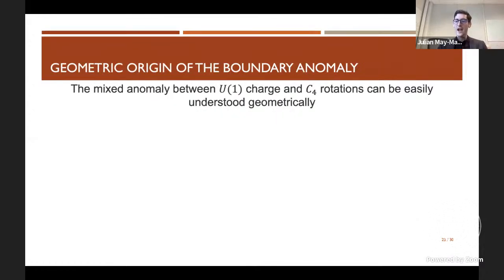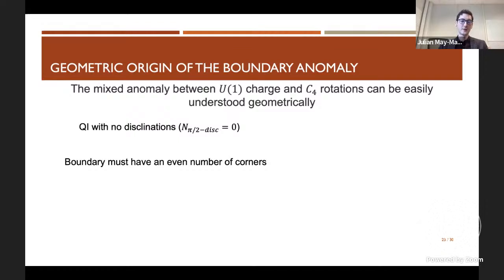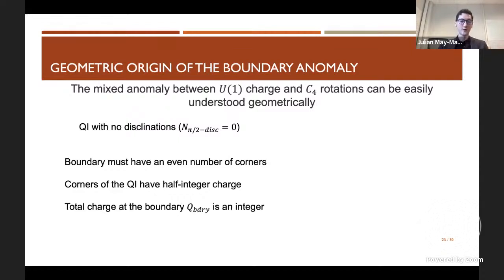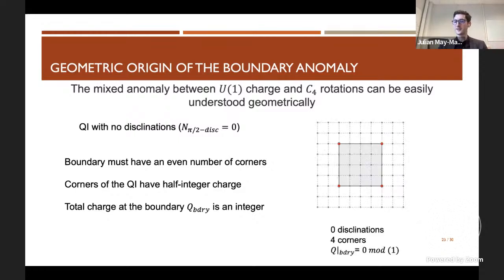And while it might seem like a very abstract field theoretic approach, we actually can understand this anomaly between U1 charge and C4 rotations very easily and very geometrically too. So our starting point would be to consider a quadrupole insulator with no disclinations. Because it had no disclinations, any sort of regularized boundary will have an even number of corners, and each corner is going to have a half integer of charge. Because of this, the total charge at the boundary of the quadrupole insulator has to be an integer. And we can see here, if we have no disclinations and 4 boundaries, we then have 4 corners. And so somewhere between +2 and -2 charge at the boundary, so 0 mod 1.